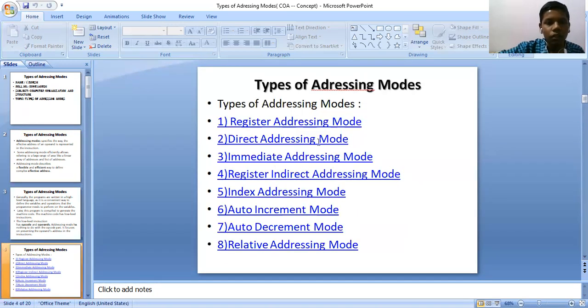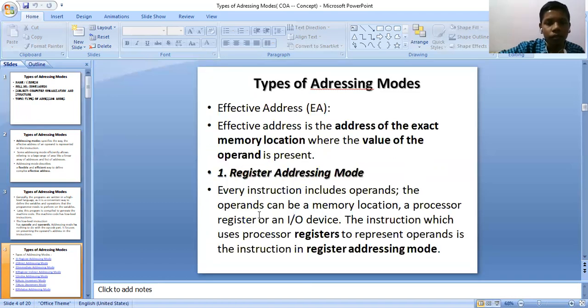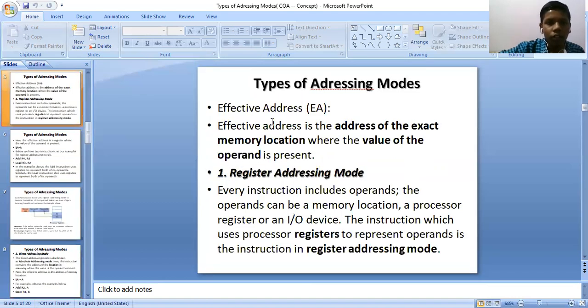Types of addressing modes: register addressing mode, direct addressing mode, immediate addressing mode, register indirect addressing mode, index addressing mode, auto increment mode, auto decrement mode, and relative addressing mode. Effective address, EA: the effective address is the address of the exact memory location where the value of the operand is present.